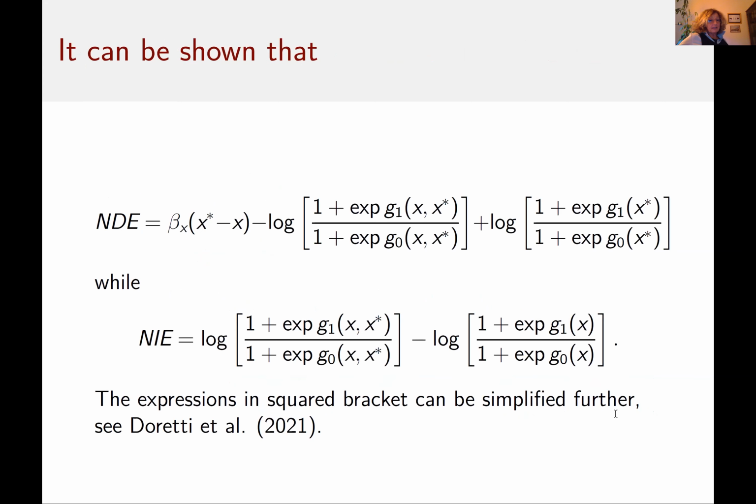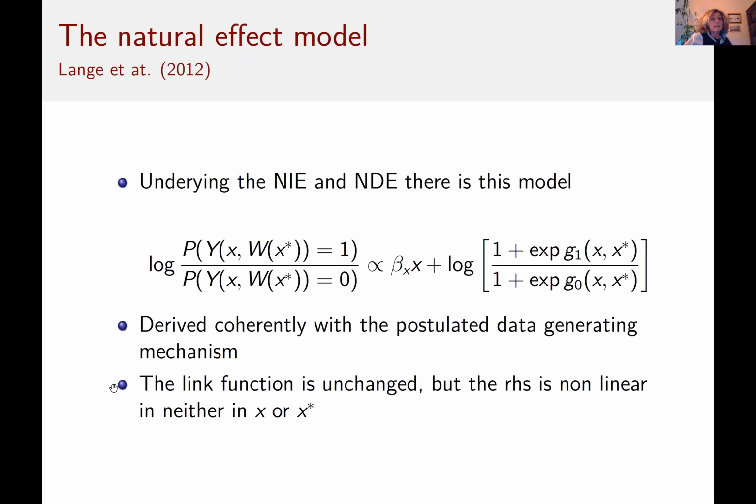And it turns out that if you do that, then it's a natural way to derive the parametric expression of the natural direct effect and the parametric expression of the natural indirect effect, which are clearly a function of these G, X, X star functions. Now, the expression I present here can be simplified further, and this is what we did in a paper that has been published already.